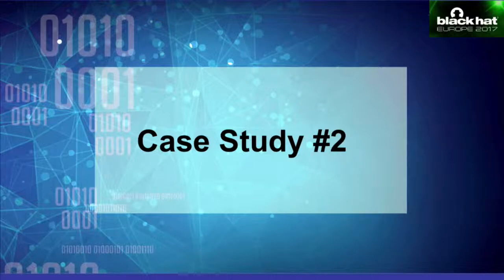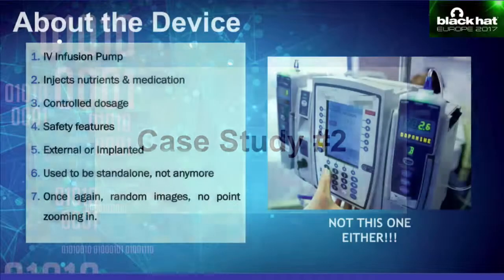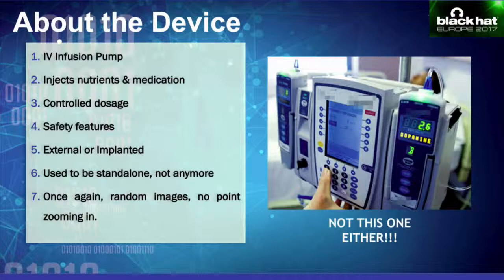Let's jump onto the second case study. This was an IV infusion pump that we looked at. Infusion pumps are used to inject medicine, fluids, and nutrients in a controlled manner into a patient using a catheter, which is basically placed under a patient's skin. It's got some security features built into it. For example, you can set soft and hard limits. As a doctor, I can set the morphine limit to be 100 milligrams, and so even if the patient wanted to pump more morphine into their body, they won't be able to do that.